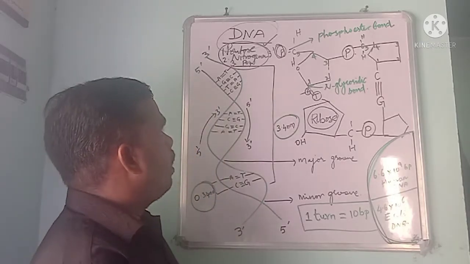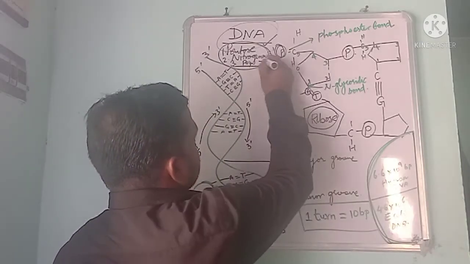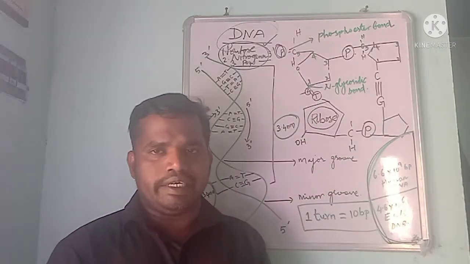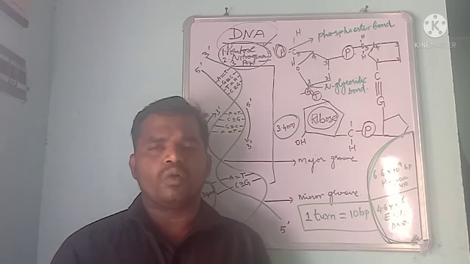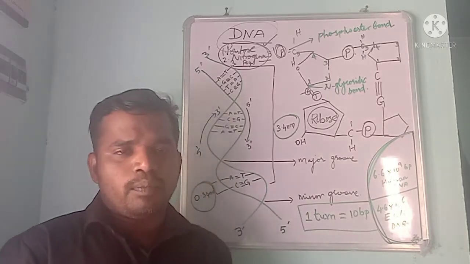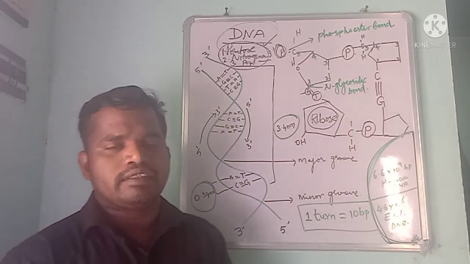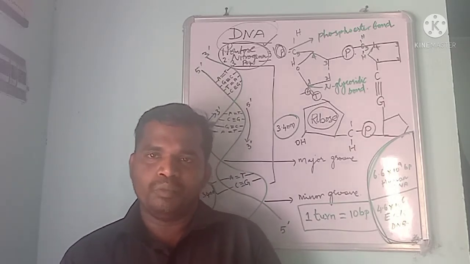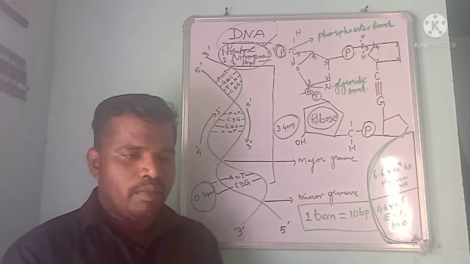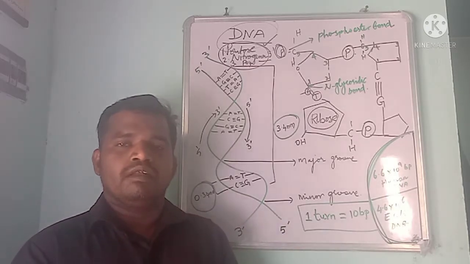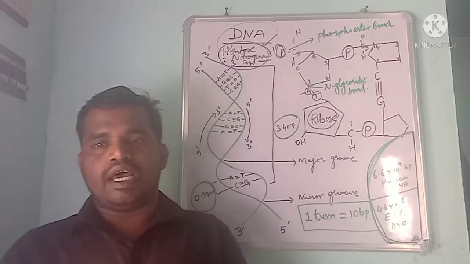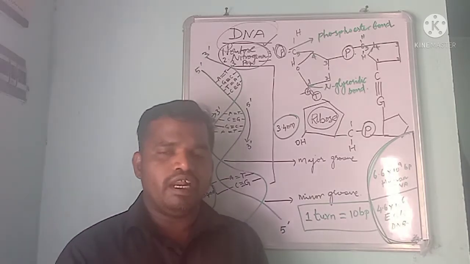Okay, so what are nitrogenous bases? Nitrogenous bases are of two categories. One is purine, another one is pyrimidine. Adenine and guanine belong to the purines. What about the remaining ones? The pyrimidines have cytosine, thymine and uracil.